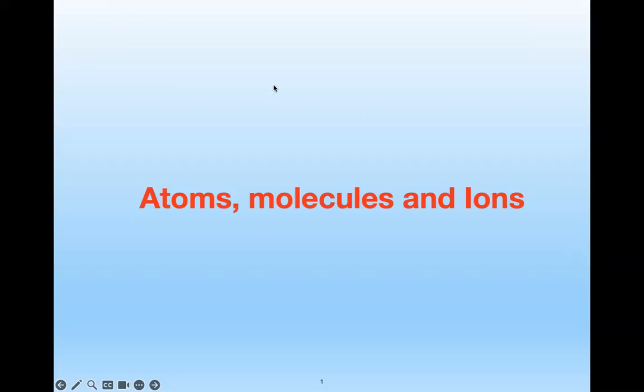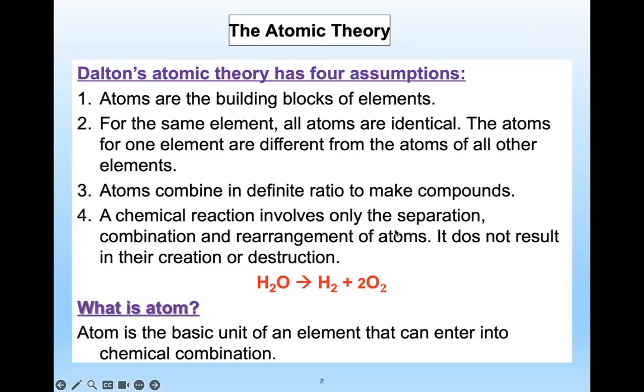So let us see. If we take this example here, water will give hydrogen plus oxygen, right? So in this case, what about atoms? Atoms are the building blocks of elements, right? It means atoms combine in different ratios to make compounds, right? So the atom is the unit of an element. Hydrogen is an atom of the element, etc. And the atoms combine in order to make a compound, of course.